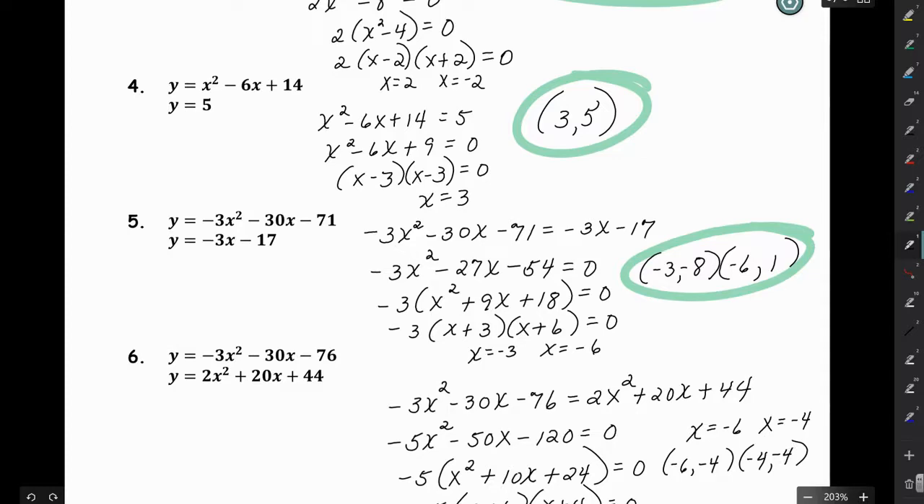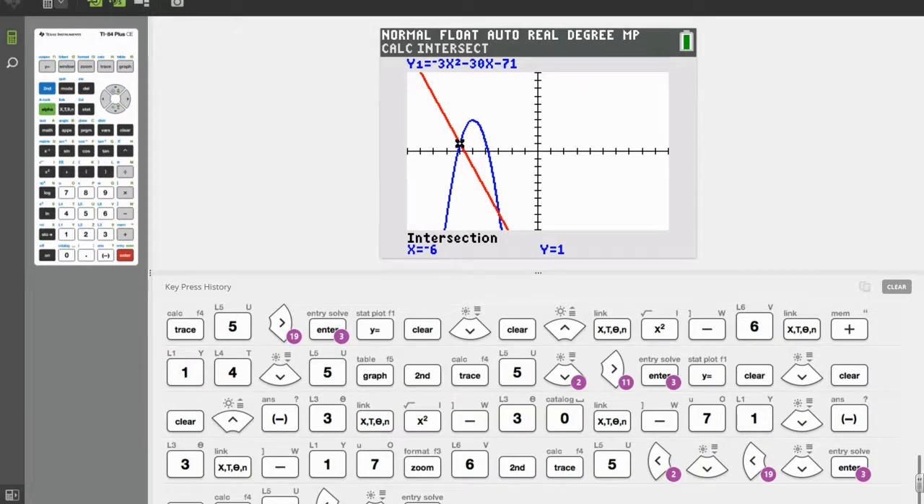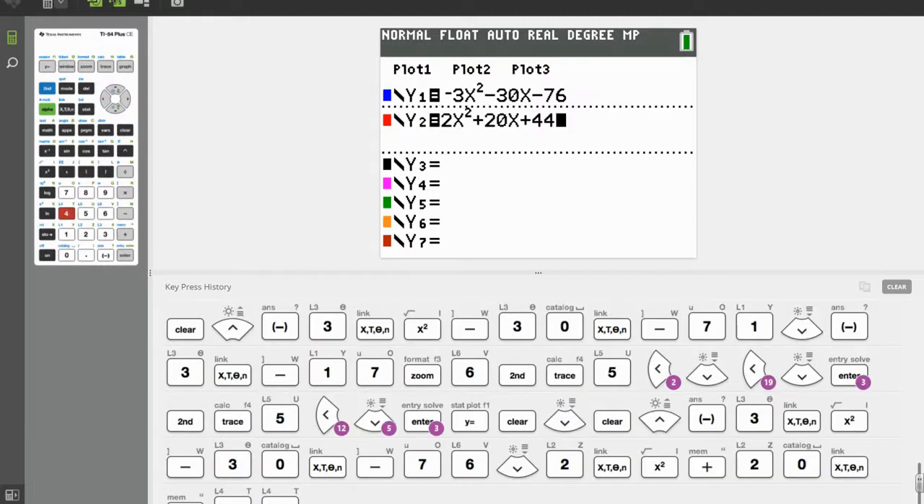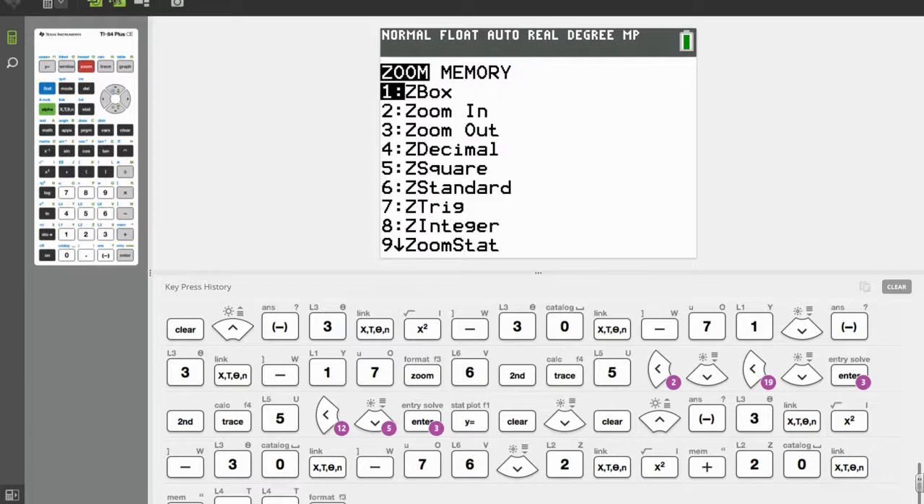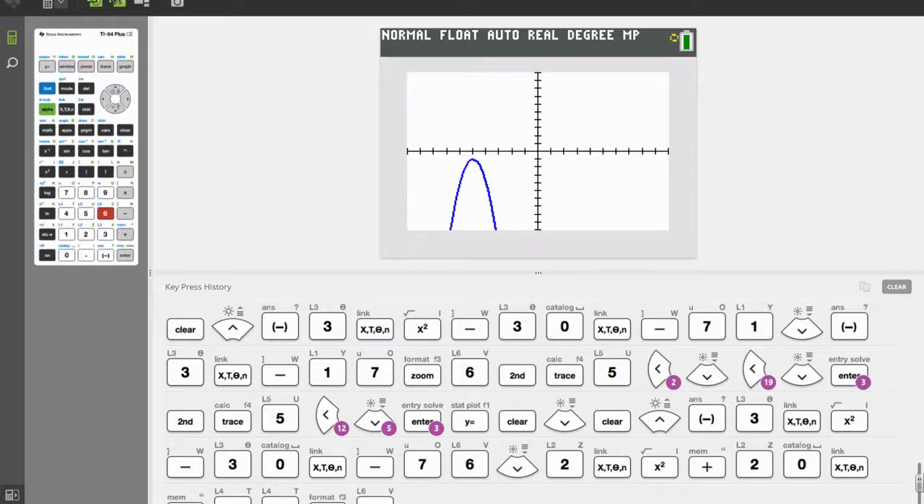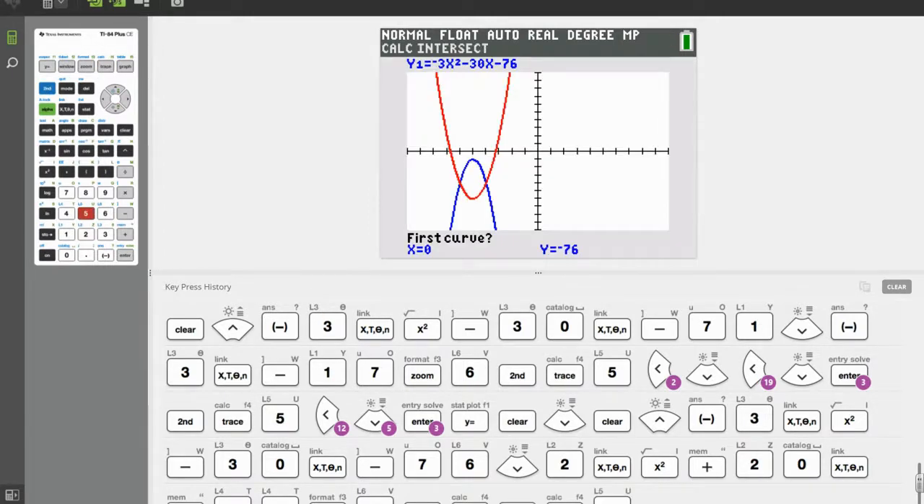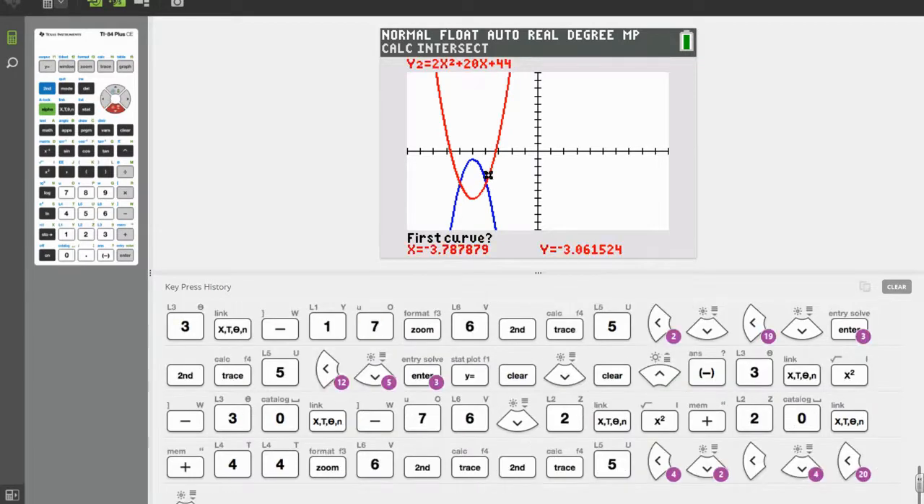So last one, let's check it on the calculator. Go to a standard window. Look for our intersection points. Second trace, number 5. Start moving our little spider. It's almost to -1, so I have to keep going left. There it is. Okay, hit enter, hit enter, hit enter.